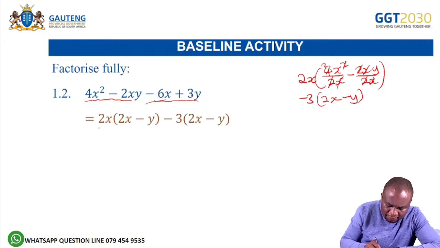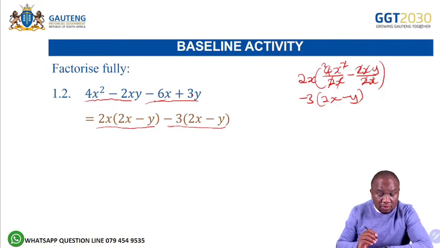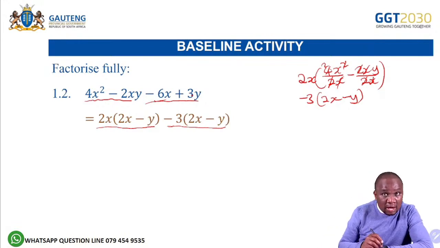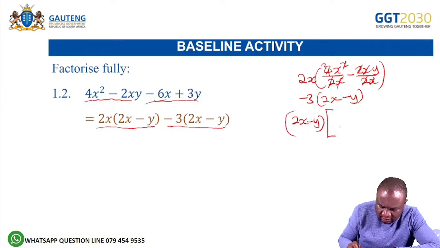If you check here, we have two terms, which is this term and this term. And then these two terms have a common bracket, which is 2x minus y. So we factor it out. So it becomes 2x minus y. And then in the bracket, right, 2x, then times 2x minus y, divided by 2x minus y.